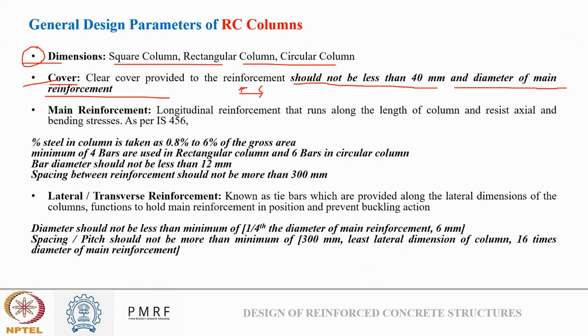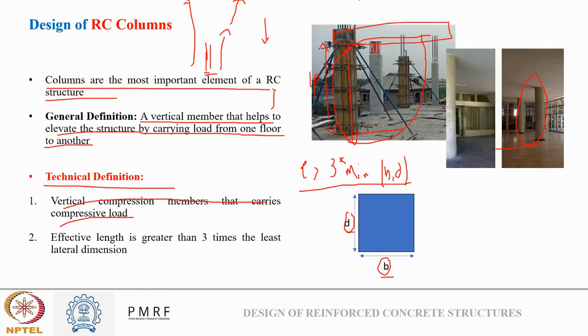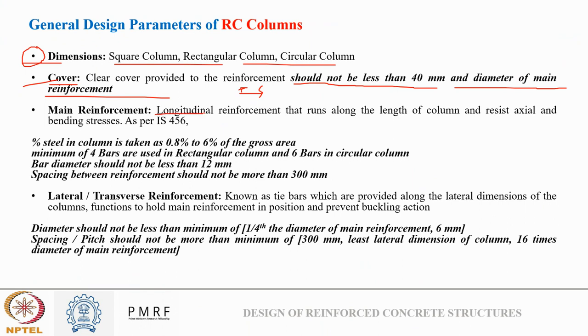Okay, now third is the main reinforcement. So main reinforcement is generally the longitudinal reinforcement that runs along the length of the column. So in the previous image you saw this reinforcement, right? So these are the main reinforcement that are running along the length of the column, or we can say these are the longitudinal reinforcement. Okay, and what is their function? Their function is to resist the axial and the bending stresses which are acting on the column. Okay, so as per IS 456, there are several conditions that need to be considered while designing the longitudinal reinforcement. What are those?